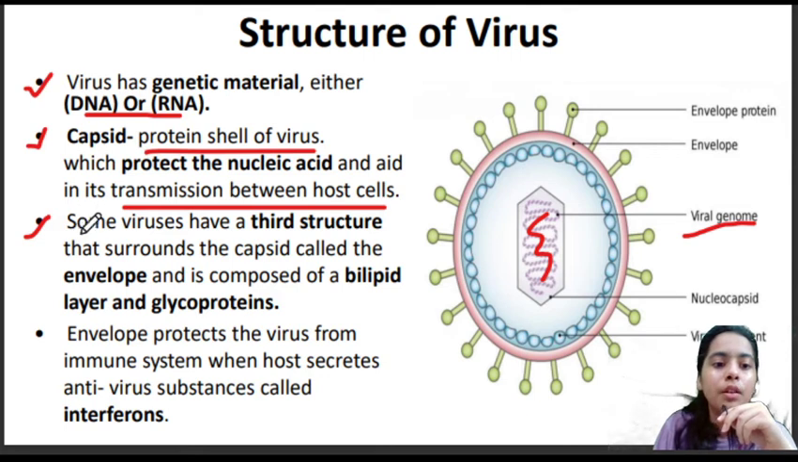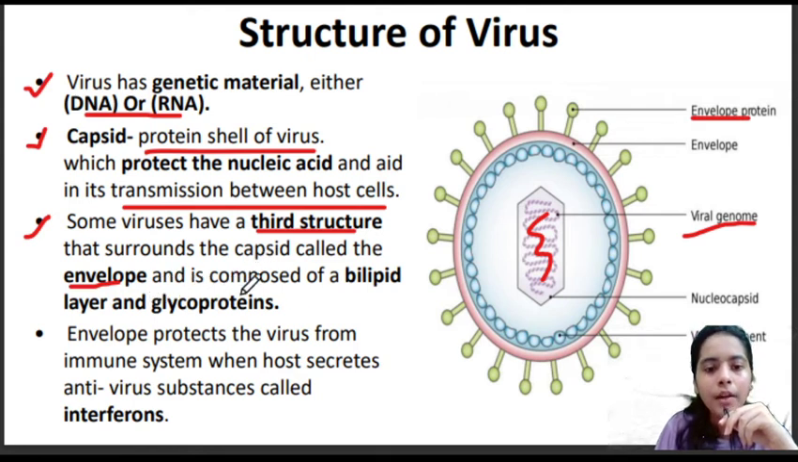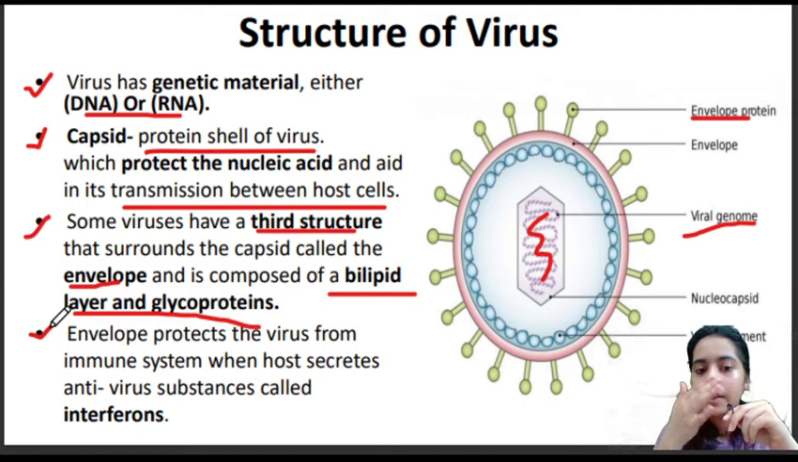Third, some viruses have another structure that surrounds the capsid, called the envelope. The envelope is present here; you may have a glance at the envelope protein. It is composed of a bilipid layer and glycoprotein. This is the chemical composition of this envelope protein, which you must know. Fourth, the envelope protects the virus from the immune system, and the host secretes antiviral substances called interferons.